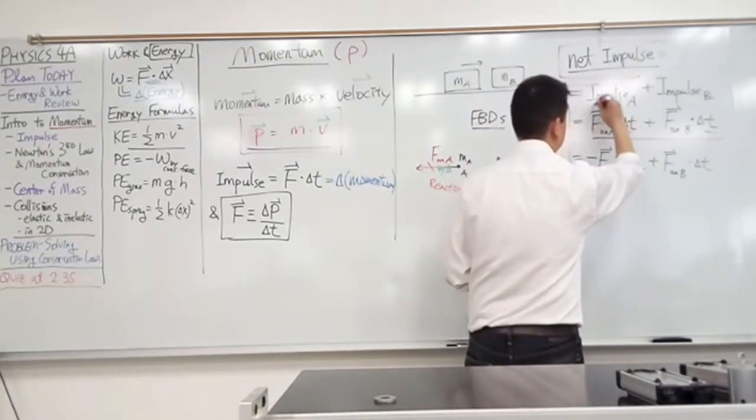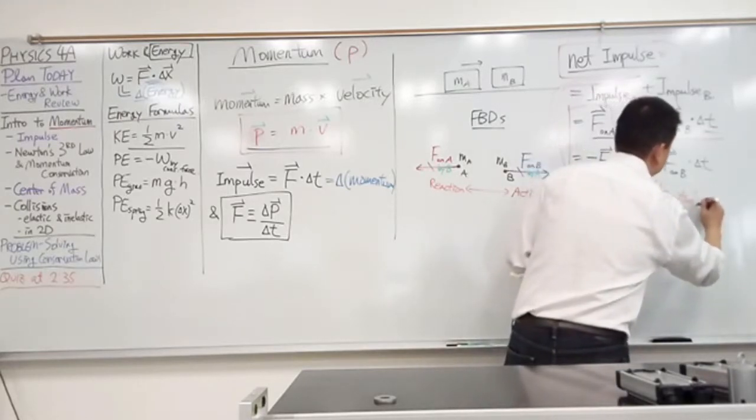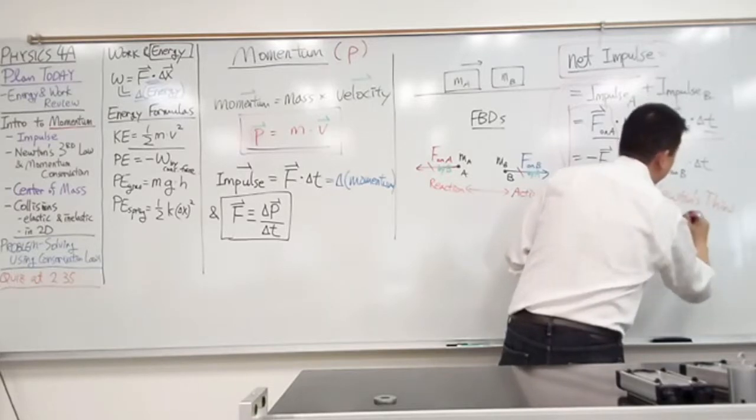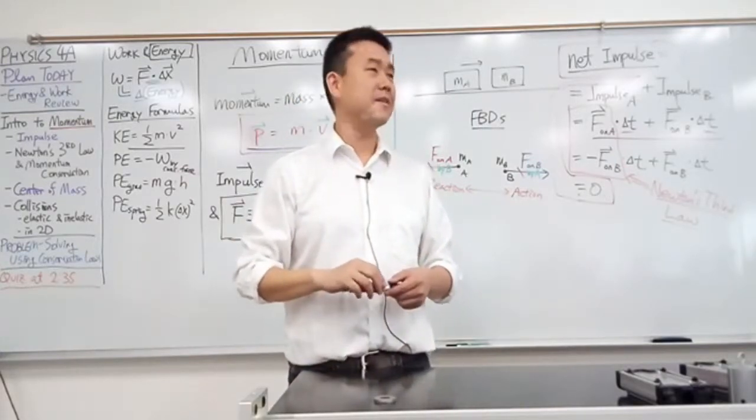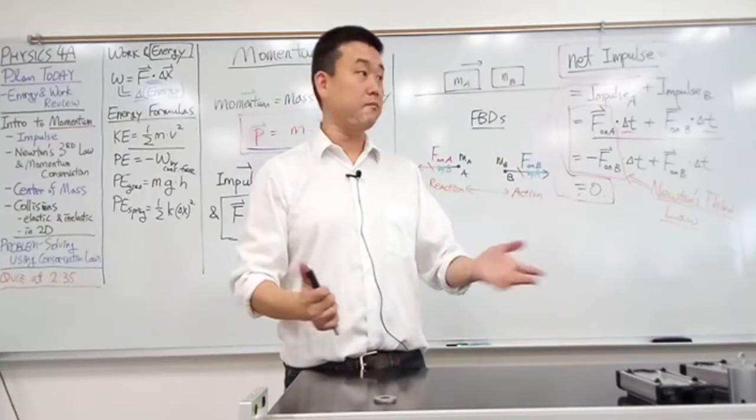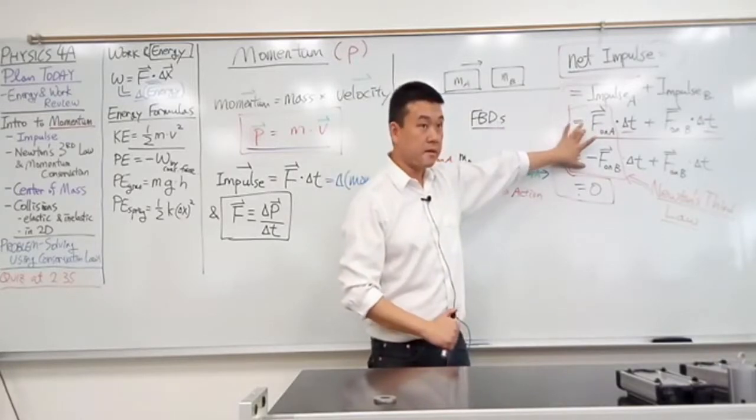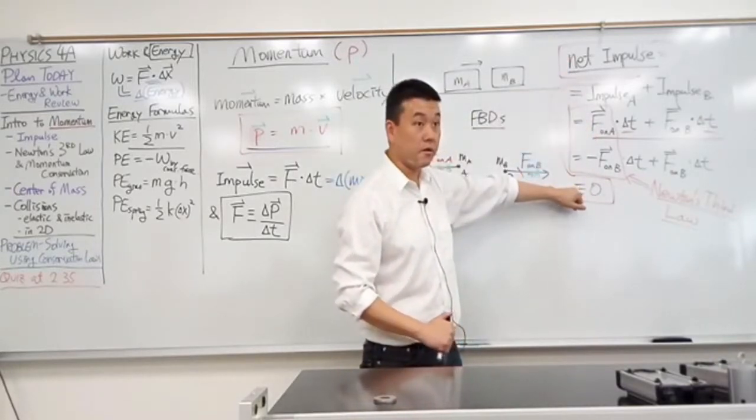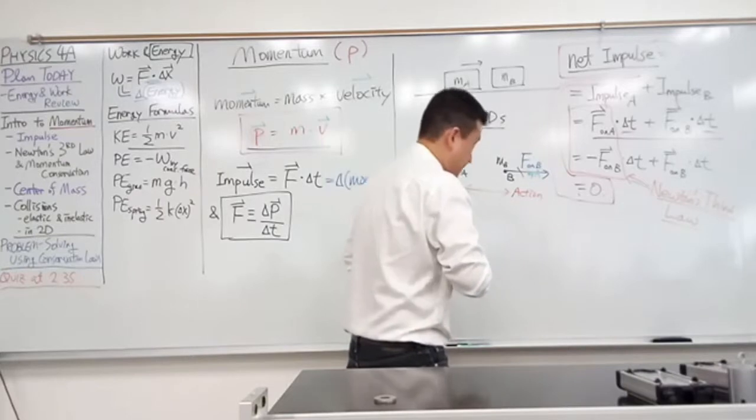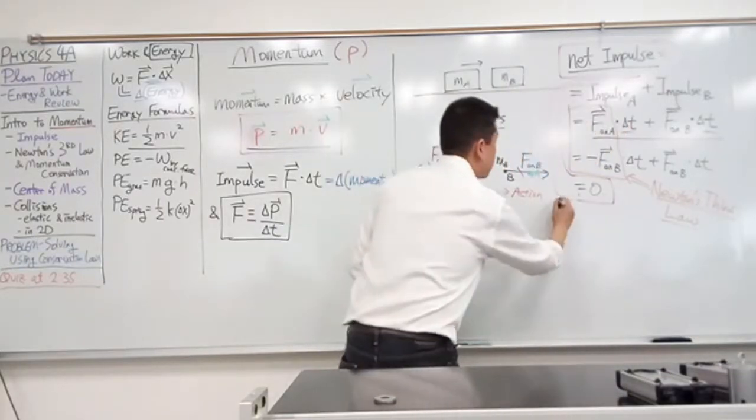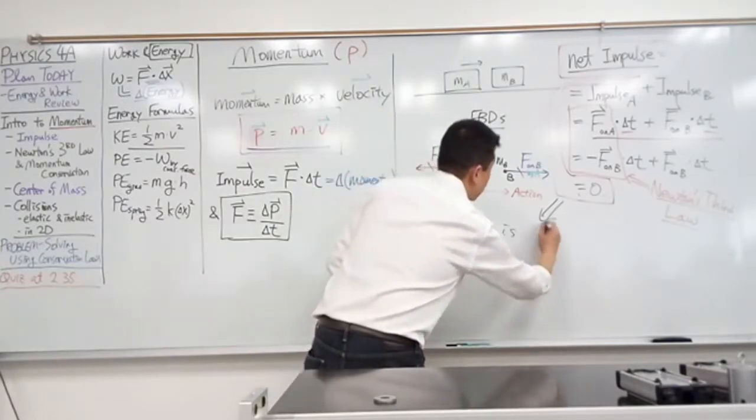What we wrote down here, this was the important step. This is coming from Newton's third law. I think when we covered Newton's laws, did I tell you Newton's third law is the most important of the three laws of Newton? I didn't. I might have said it's the most confusing one. But it's also the most important one. It's because of Newton's third law that we can say net impulse here is zero. And through this, we can say that momentum is conserved.